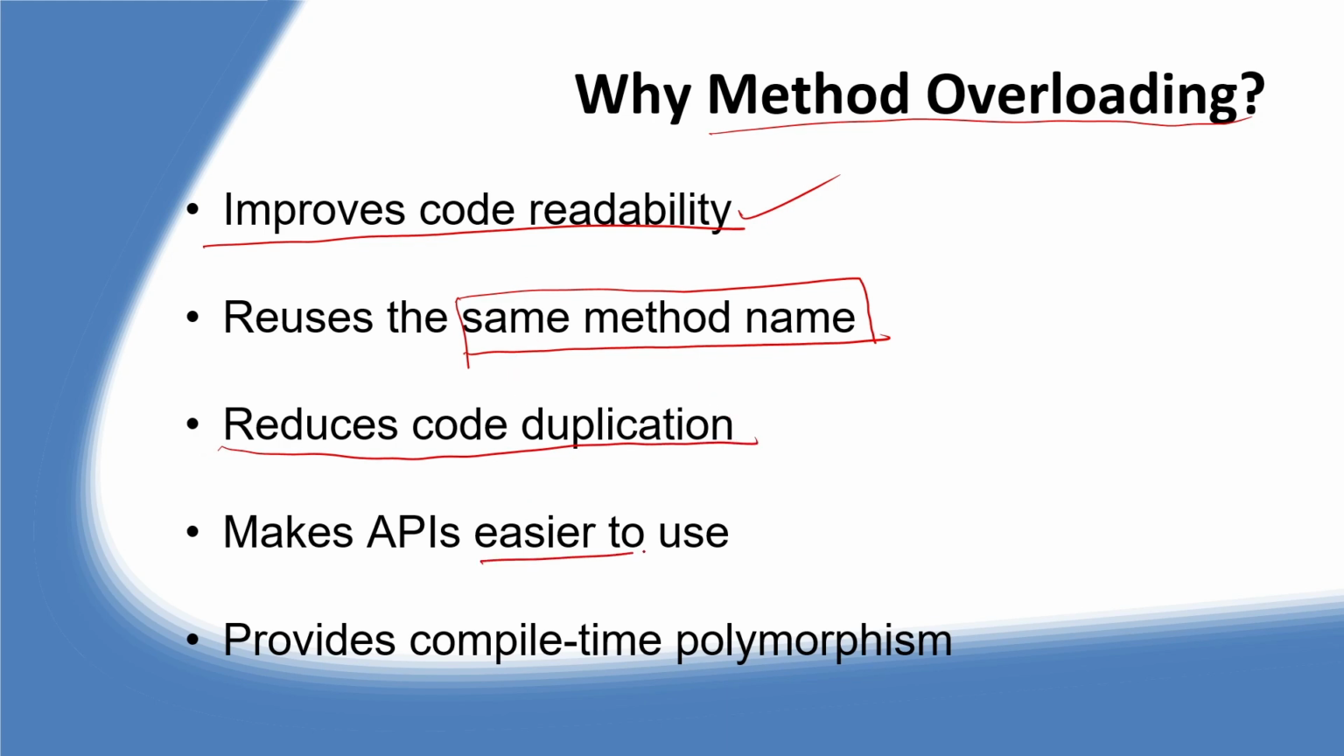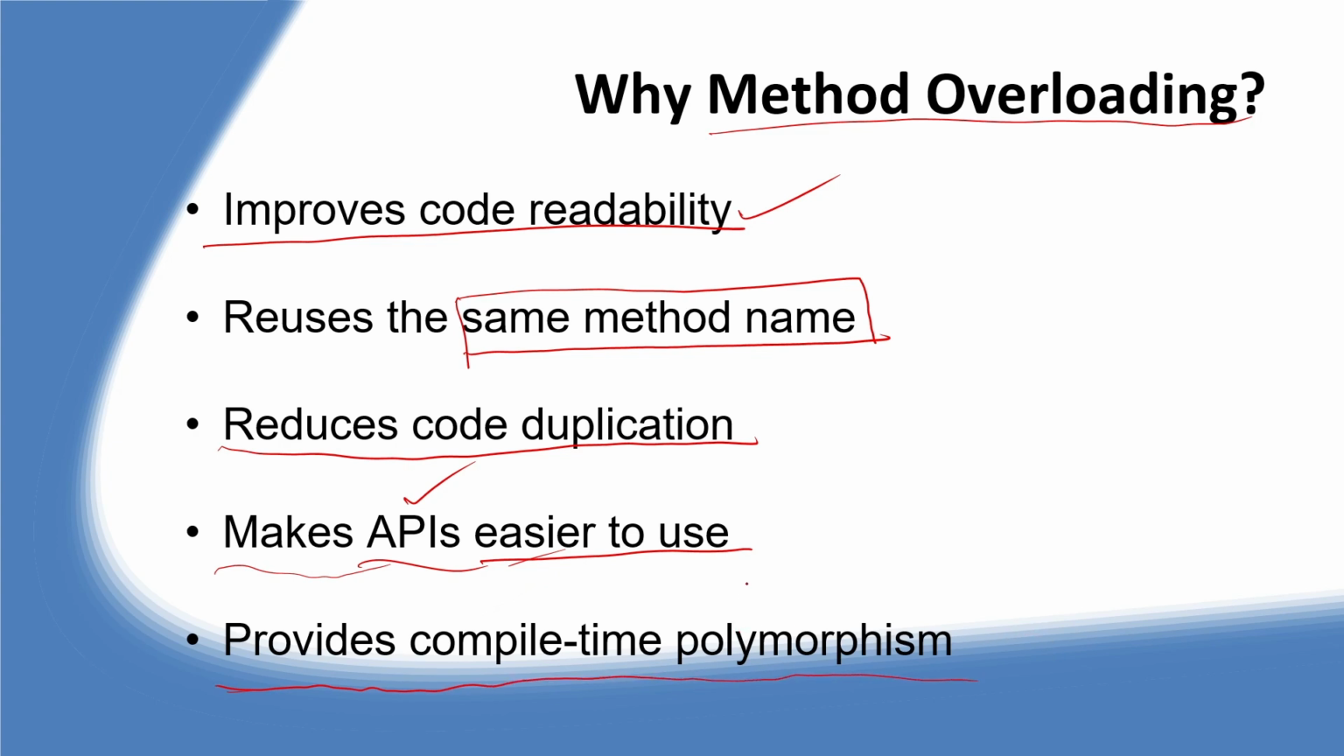It is also easier to use. It makes APIs easier to use. We will understand APIs later; for now, you can think that in the coming lectures we will be building APIs, and there we will use method overloading. So it is easier to use, and it provides compile-time polymorphism.